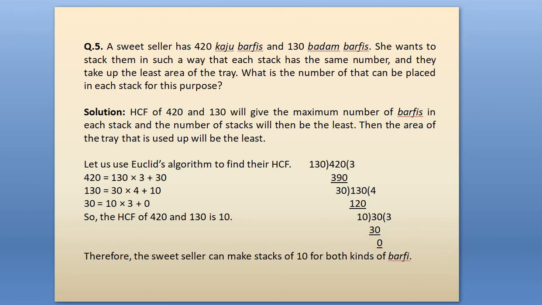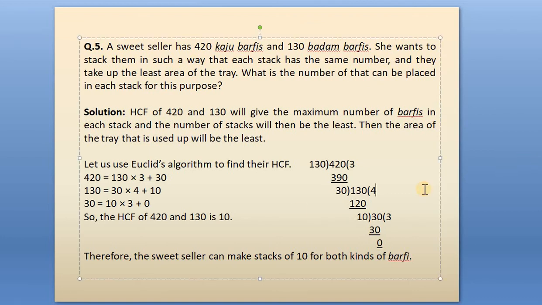Now, when we talk about this, you need to understand the question. 420 and 130. You can place 1 also, 1 Kaju burfi, 1 Badam burfi. Or 2 also, in a stack, 2 Kaju, 2 Badam. Or 3, no, not possible. Like that, 5 also you can place. Now, the thing is, what is the highest number you can place?